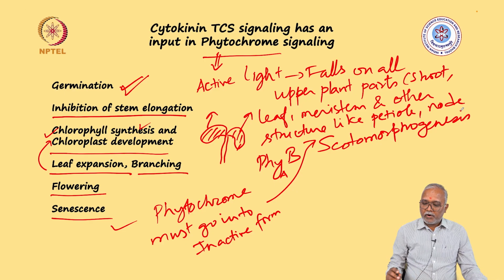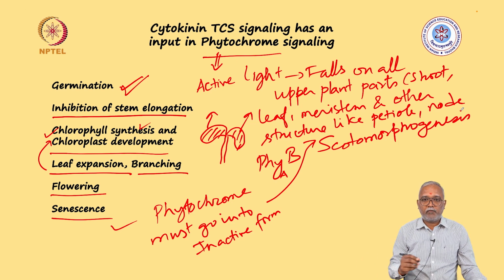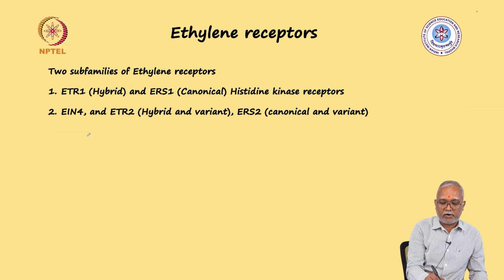We will see more into the other signaling which are affected by the two component system. We saw how cytokinin signaling was affected, how cytokinin signaling was adding to the phytochrome signaling, and we know that the histidine kinases of hybrid type or variant type in plants, they do help in the process of ethylene signaling. So let's see what happens in case of ethylene signaling. I really need not tell that what is the main function of ethylene. We know that it is for the fruit ripening.